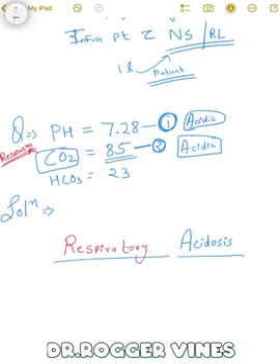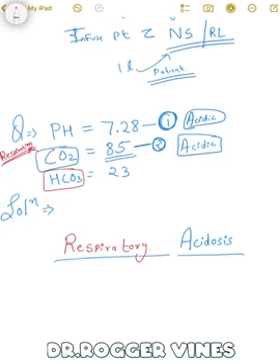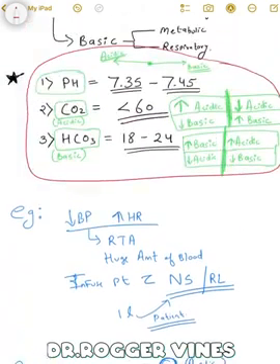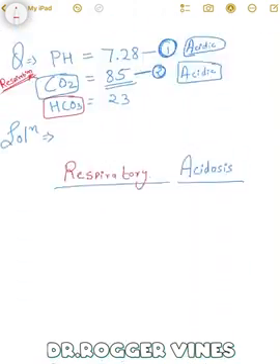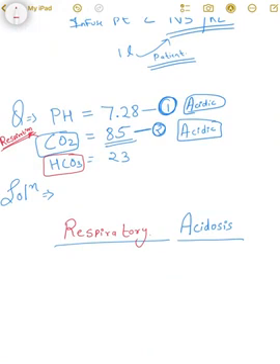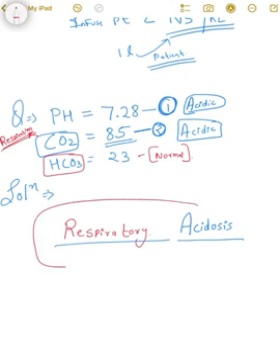And we can see that bicarbonate, the third thing I already told you, is in the normal range, 18 to 24. This is normal. So the answer is that the patient is having respiratory acidosis. This is how you solve this question.